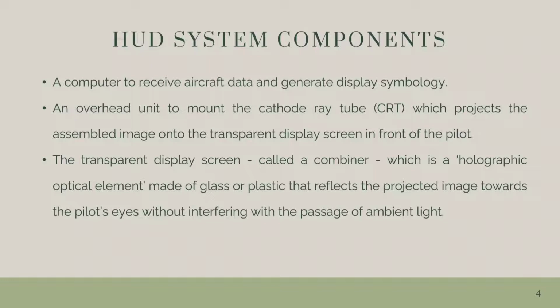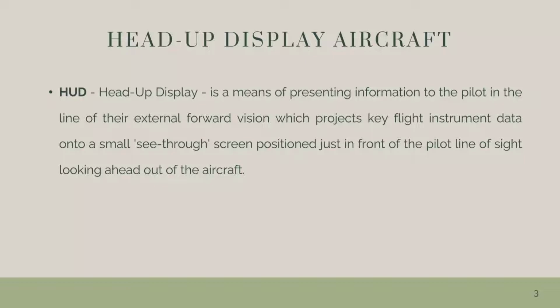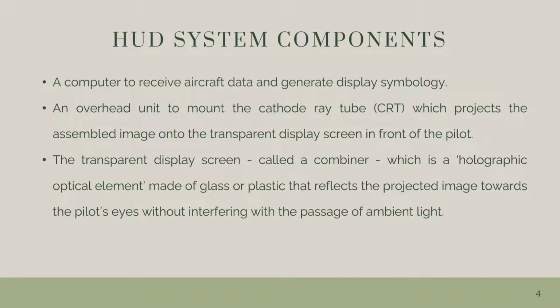HUD system components: a computer to receive aircraft data and generate display symbology; an overhead unit to mount the cathode ray tube, CRT, which projects the assembled image onto the transparent display screen in front of the pilot. The transparent display screen, called the combiner, is a holographic optical element made of glass or plastic that reflects the projected image towards the pilot's eyes without interfering with the passage of ambient light.